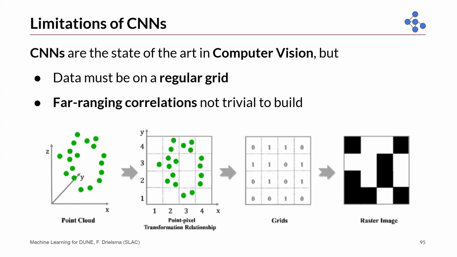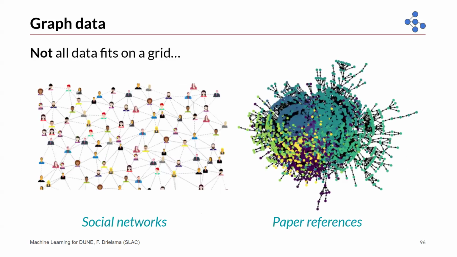And they're also not extremely good at finding really far-range correlation. So if you have two objects in an image which are very far from each other spatially, it's very difficult to find information about how they are correlated with each other. This is another couple of examples of what kind of data might not be represented by a grid. Social networks, for instance, of course, there's no sense of spatial position, and so you cannot represent that with an image. And also paper references, so how papers reference each other on the archive is a data set that can be represented by a graph.